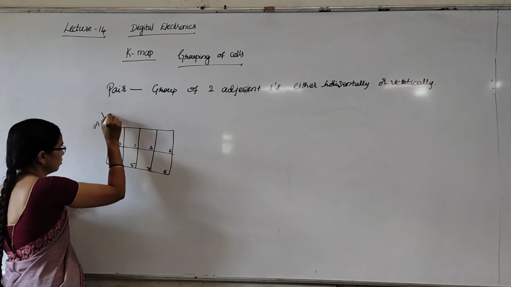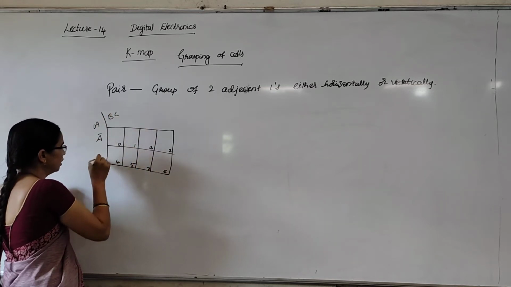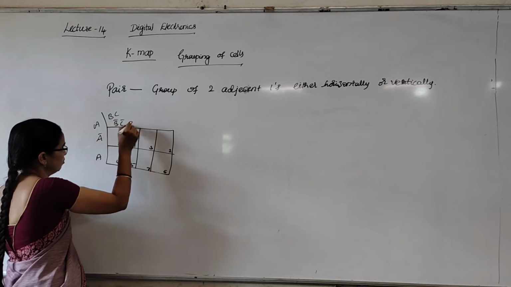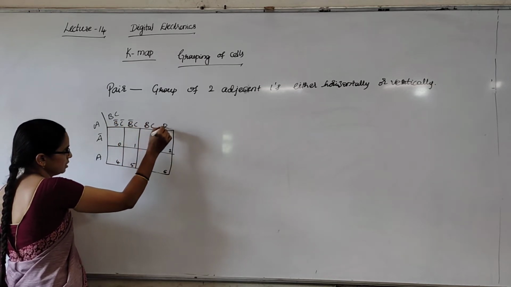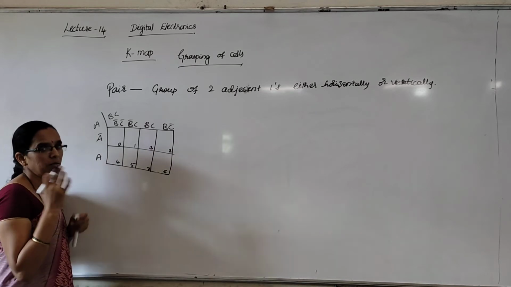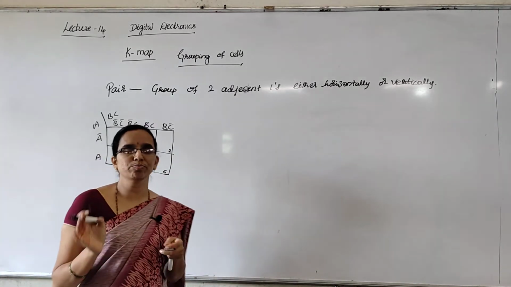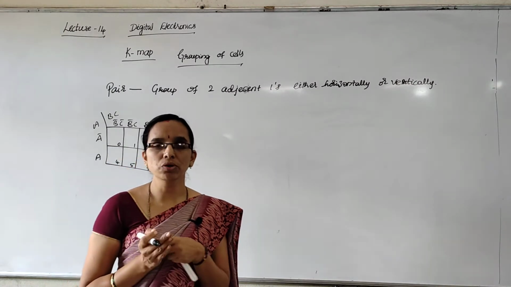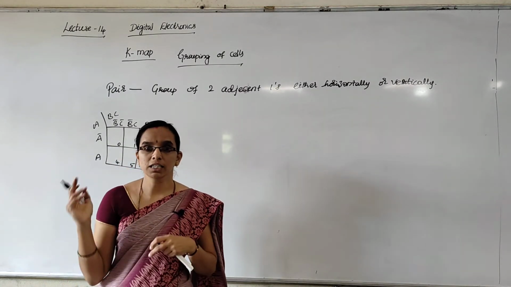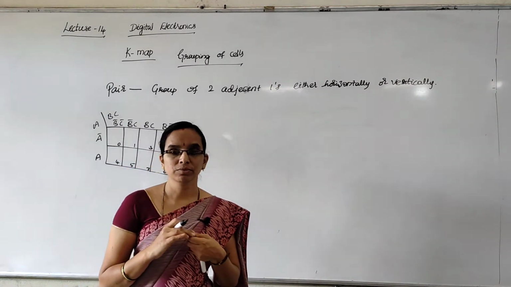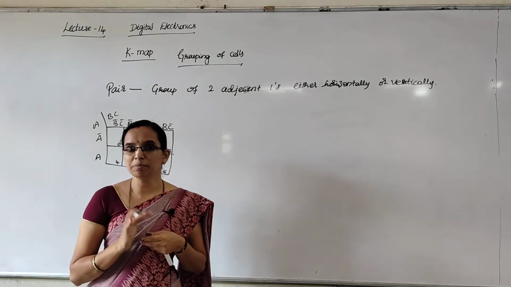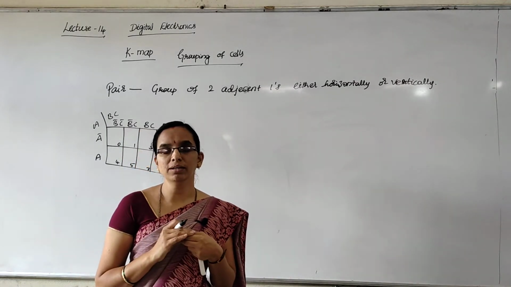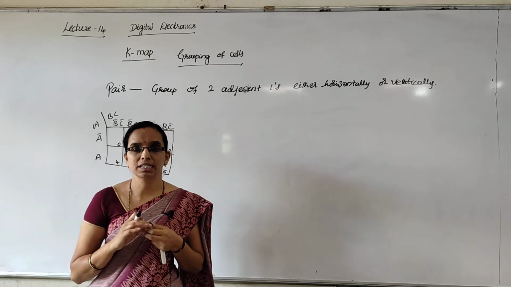That is A, B, C, A bar, A, B bar, C bar, B bar, C, B, C, B, C bar. How to remember this? By solving more and more problems, it will be remembered easily. I used to solve a lot of problems in K-map when I was a student. So now also, any K-map problem of 4 variables is fixed in my mind.